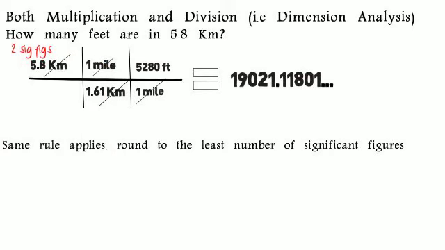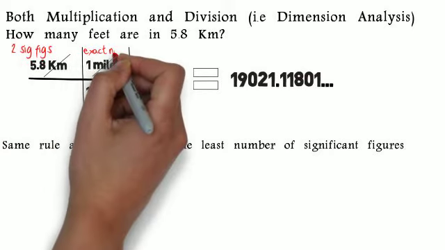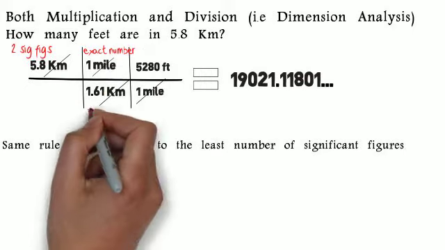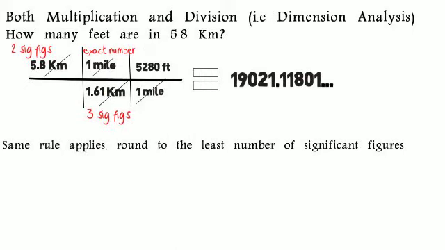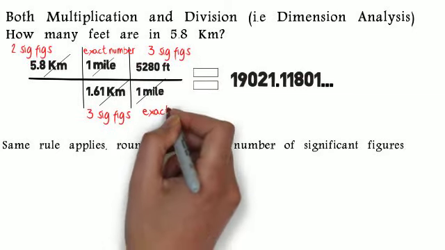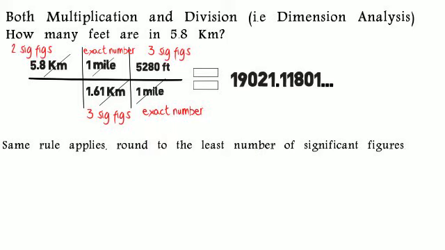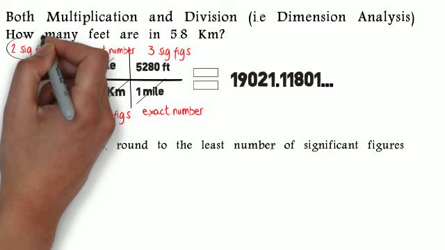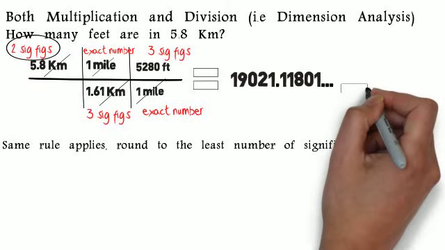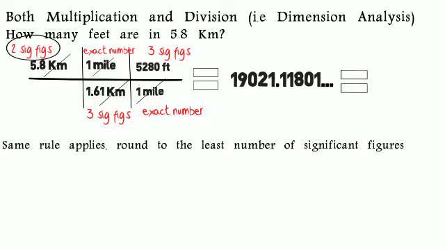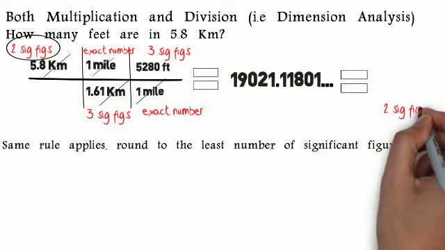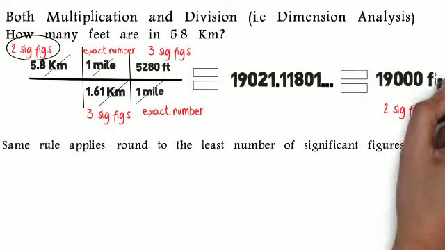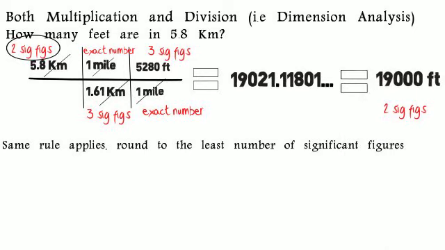Now, when using conversion factors, it can be a little tricky. The first number obviously has two sig figs. In the conversion factor, the 1 mile is an exact number. The measured value is 1.61 kilometers. So we're saying for exactly 1 mile, there's 1.61 kilometers. So the 1 mile is infinitely significant. The 1.61 kilometers has 3 sig figs. Same thing with the 5,280 feet, 3 sig figs to the 1 mile's exact number. So we're going to round to 2 significant figures. When we round to 2 significant figures, we get 19,000 feet.